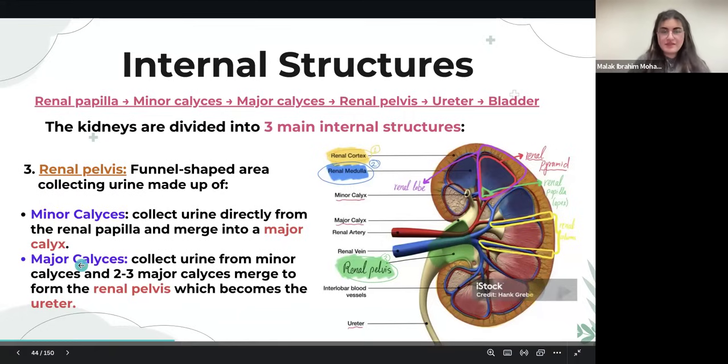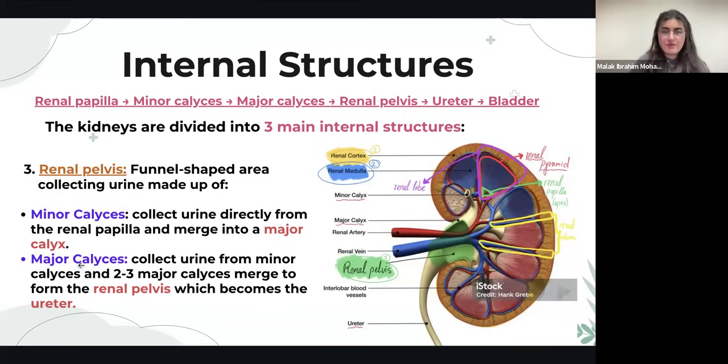Okay, now the major calyces collect the urine and they form 2-3 major calyces, and then they merge to form your renal pelvis. This renal pelvis, which is over here, I have it in green. Your renal pelvis then becomes the ureter. Is this clear? Do you guys have any questions?